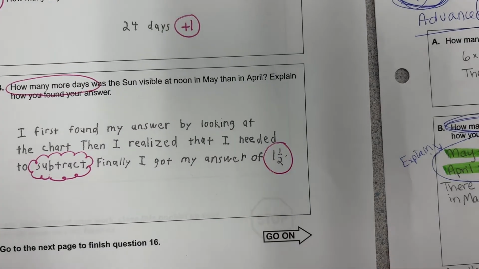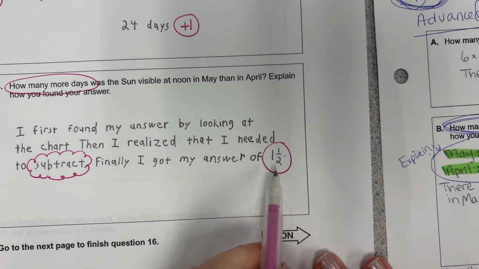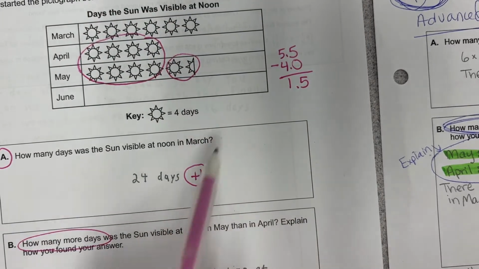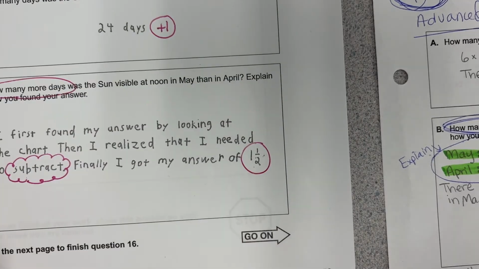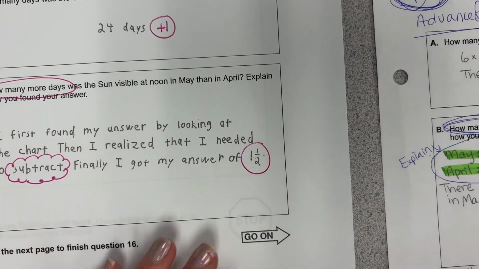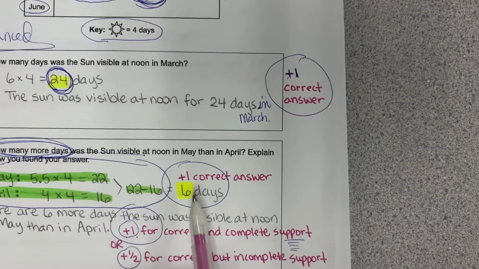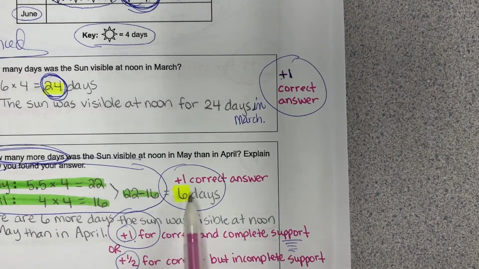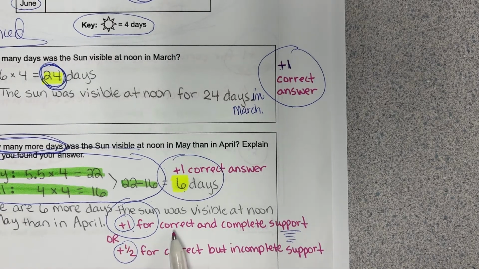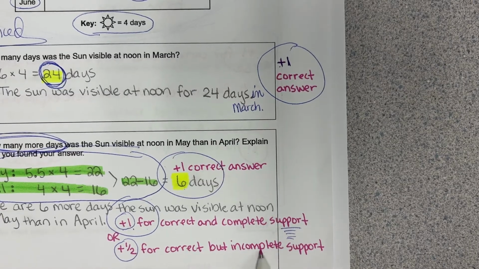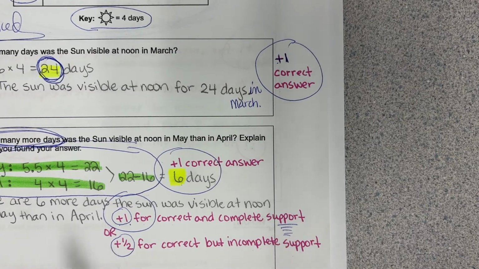What they didn't do was multiply the extra 1 1/2 suns by 4. They forgot this part, right? So I think I cannot give them this point because they did not get 6. So that's out. I can't give them a whole point because it's not correct support. It's not all correct. It is incomplete support. So I'm going to award them a ½ point.